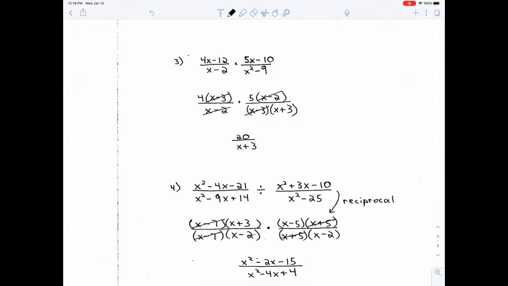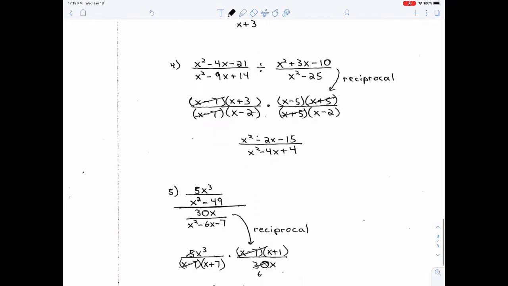So we factor the numerator, factor the denominator, x minus 2 doesn't factor. Factor out the 5x minus 10, factor out the x squared minus 9, and then just cancel whatever you can cancel. And your answer is whatever's left over.